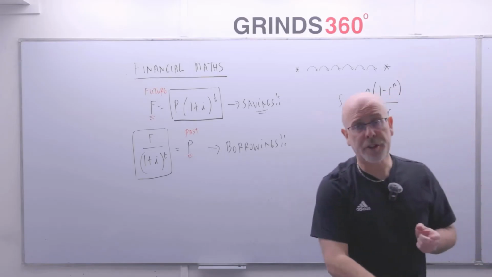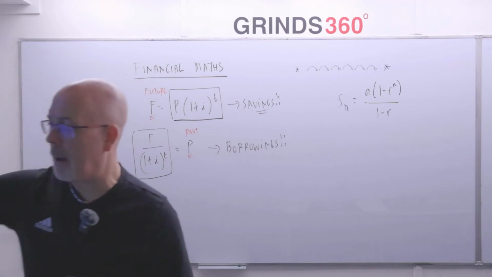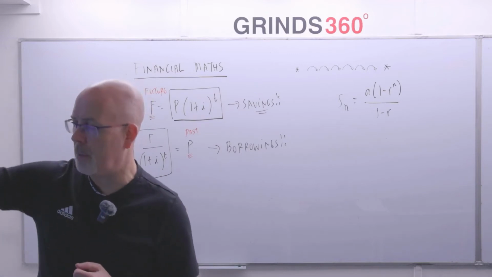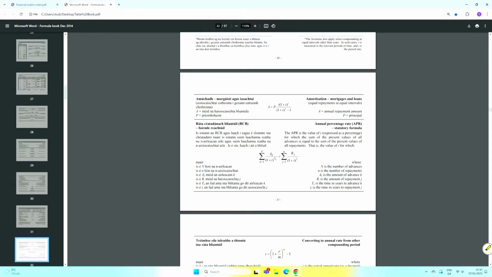Now, there's one other formula I'll just mention very briefly, and we'll get to it in a second. Okay, it's on page 31 of your formula booklet, right? So just to show you the final one, because I said it's a tale of 4 formulas, and there it is there. It's the amortization formula. Okay, and you can see here it is here on the very top of page 31.